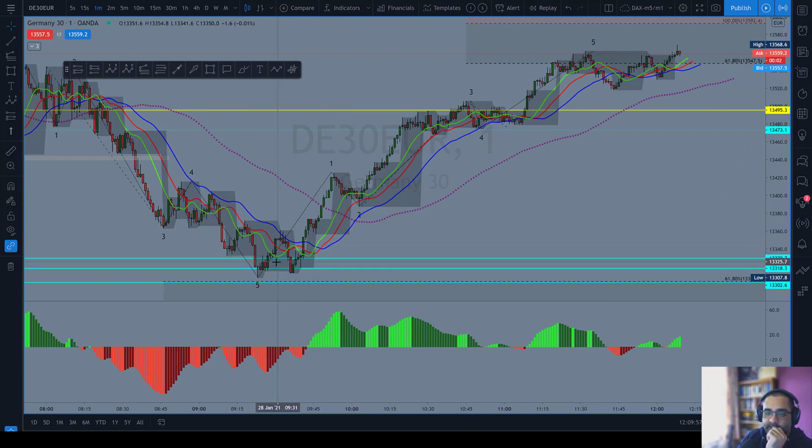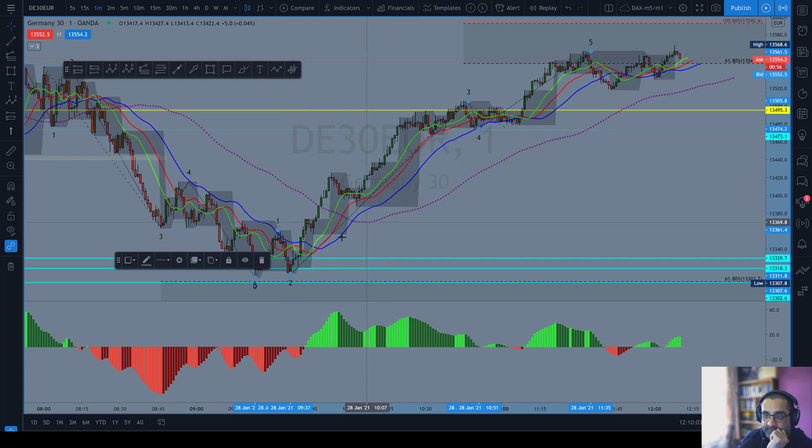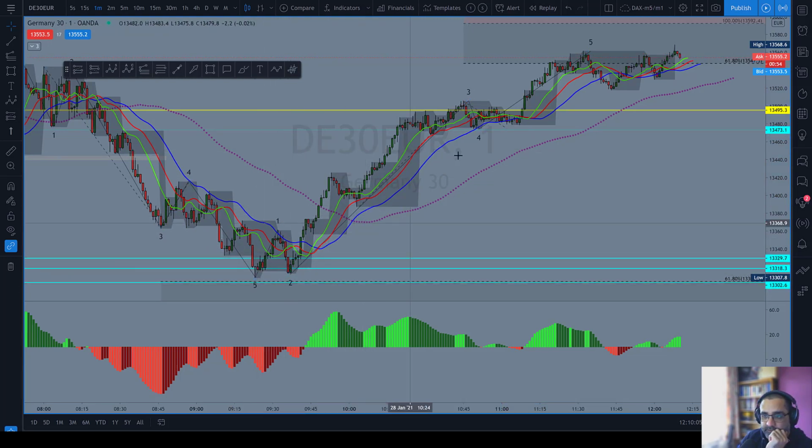You can also argue that this is wave 1 and 2. You can also say it's this, right? You can say it's this. It wouldn't really make a difference. 1, 2, 3, 4, 5. Now, how do I know that? It's simple. I look at the candles to the left, bars to the left.